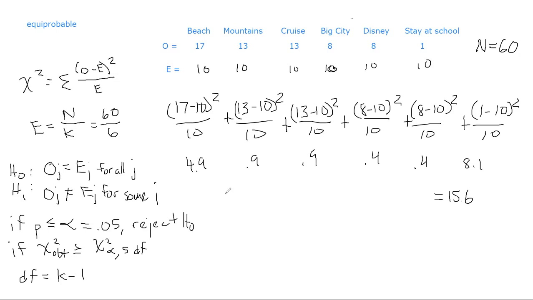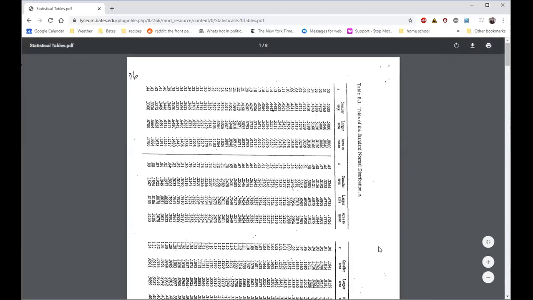So let's see if I'm able to share my stats tables. Stats tables, here we go. So let's see where my chi-square value is.